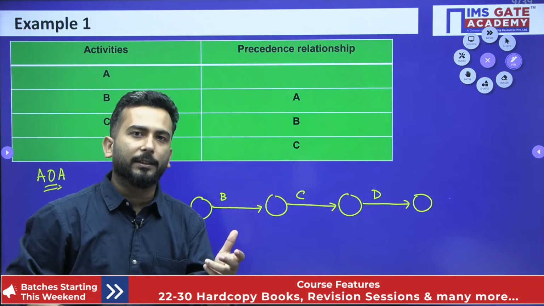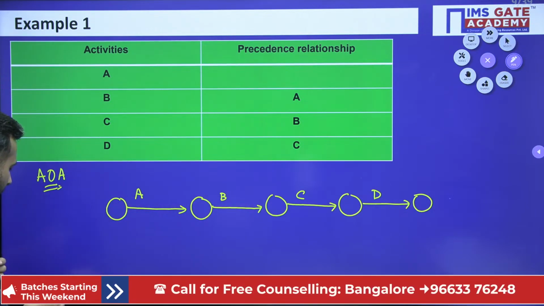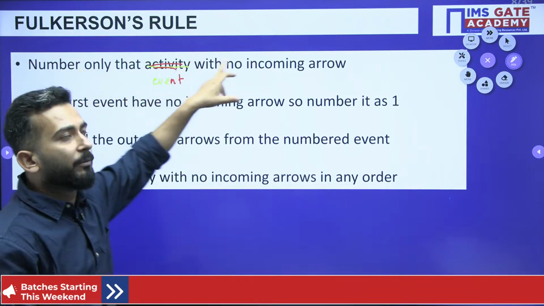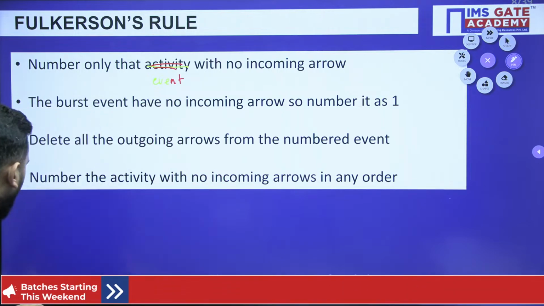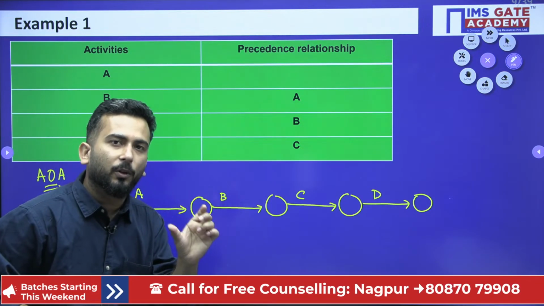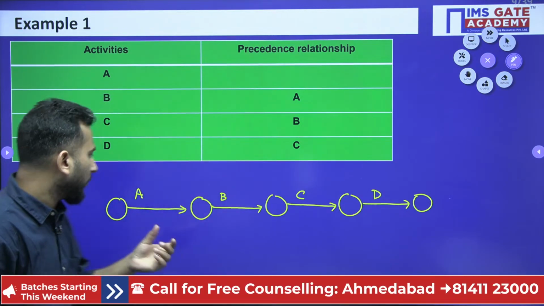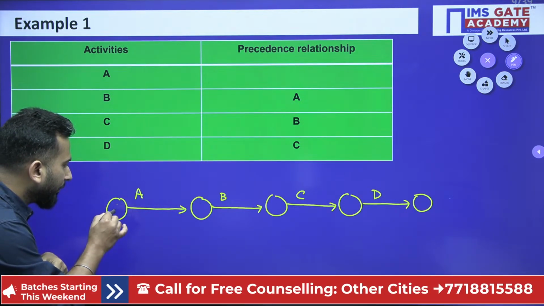But how to use Fulkerson's rule? Fulkerson's rule says that you can only number that event which is having no incoming arrow. So over here, can you tell me which node or which event is having no incoming arrow? This one, right? So you can number it 1.